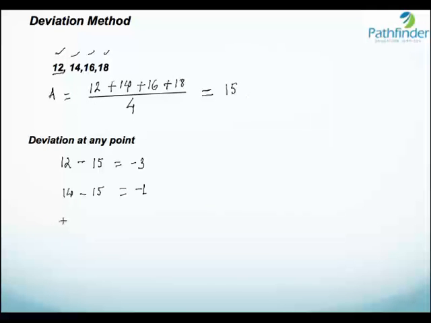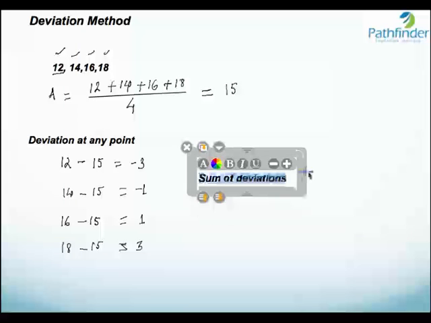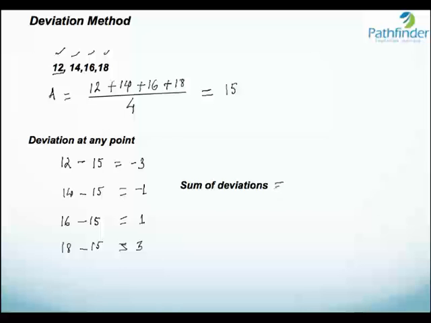Then we calculate deviation at point 16. Deviation at 16 is plus 1 and the deviation at 18 is equal to 3. Now what happens when you add up all these deviations? So sum of deviations is equal to minus 3 plus minus 1 plus 1 plus 3 and whole of this is equal to 0. So that leads us to an important point that the sum of deviations about the average is always 0. Now we will utilize this particular property of averages to solve certain questions of average.